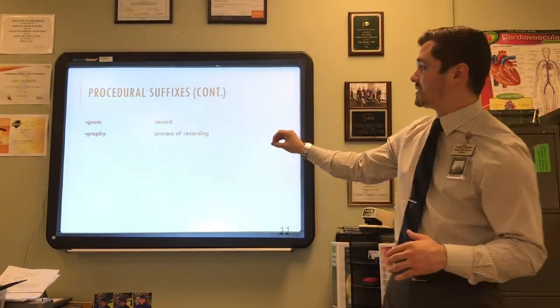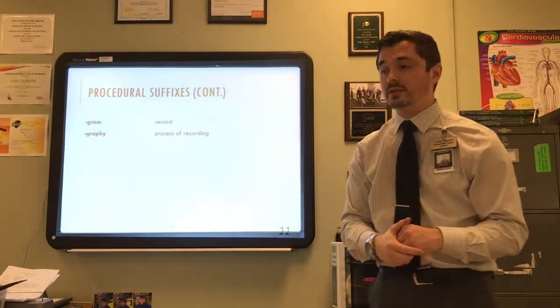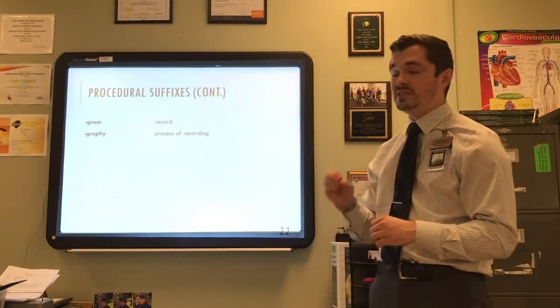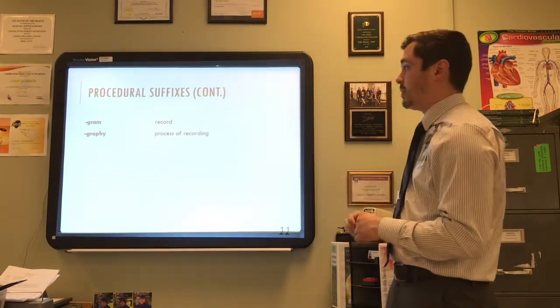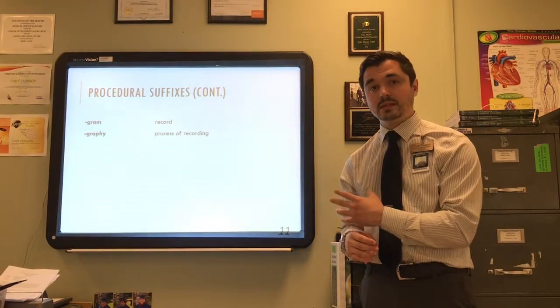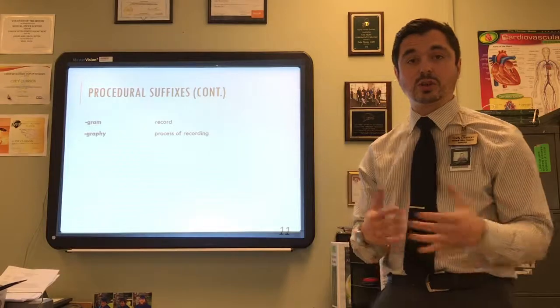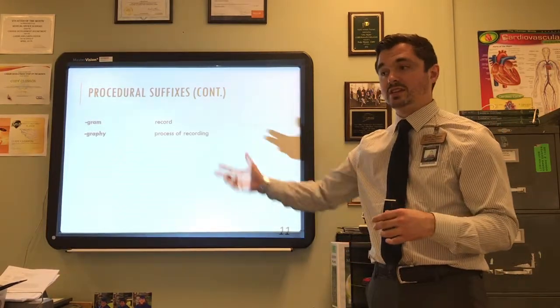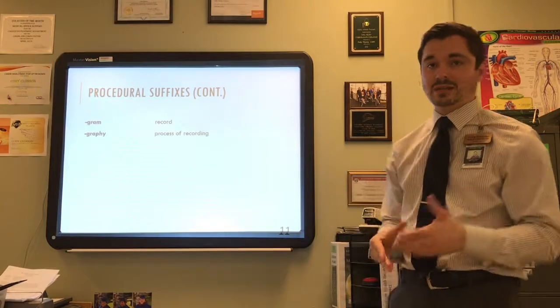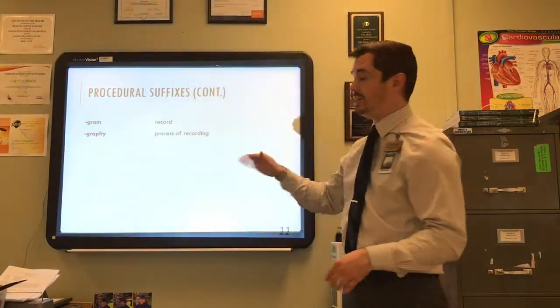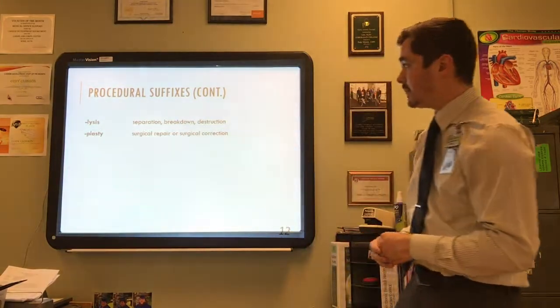These two are very close. It's important to know the difference. You have gram and graphy. The gram means record, and graphy is the process of recording. So like an electrocardiogram is a record of the electrical activity of the heart, whereas electrocardiography is the process of recording the electrical activity of the heart. So there is a difference there. It's very slim, but there is a difference. You need to know it.